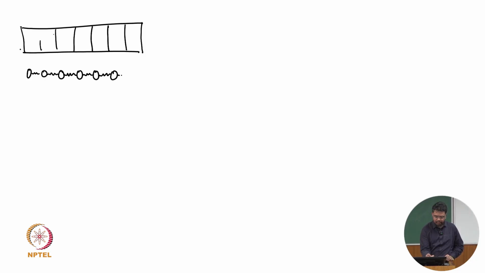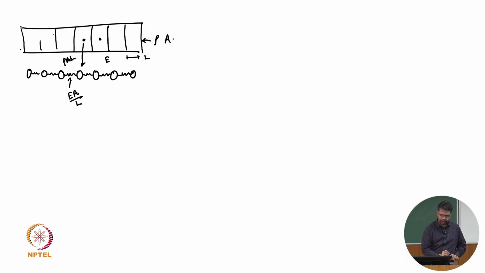Let's say we have a bar where the density of the bar is rho, cross-sectional area is A, length of the unit is L, and Young's modulus is E. So we can say that my spring coefficient will be EA divided by L, because if you think that the mass is lumped at the midpoint, then the amount of mass is rho times A times L. That's the mass lumped at that point. And between these two, the stiffness is EA by L.